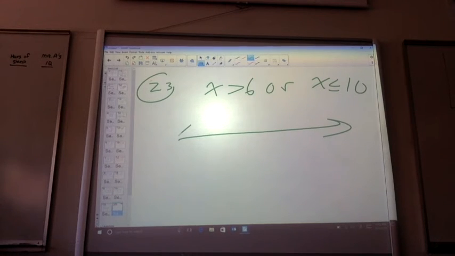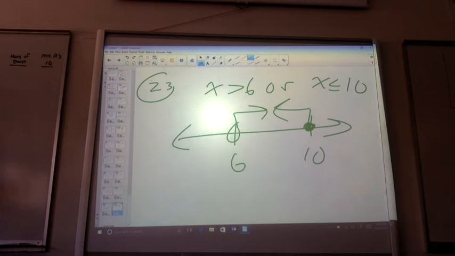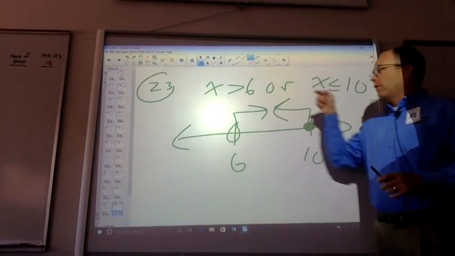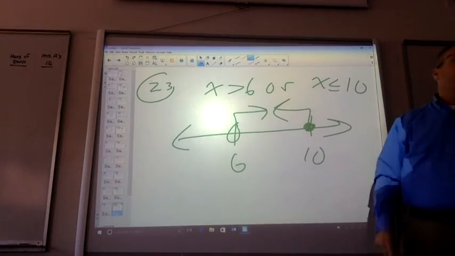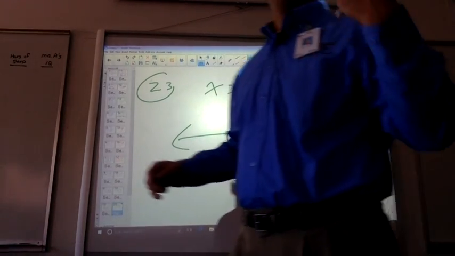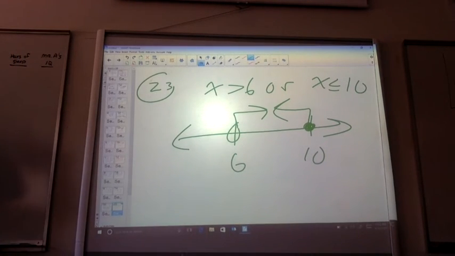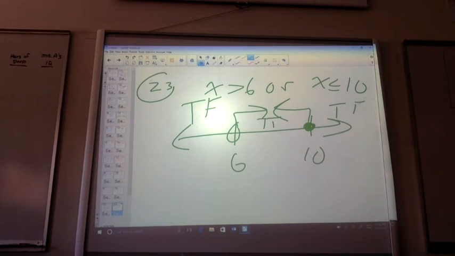Okay, it's an or statement. How many parts of it have to be true? At least one. Let me ask you this. What kind of graph is this? What does it look like? It looks like an and. So I'm going from 6 forever that way. I'm going from 10 forever that way. It's an or problem, so I'm looking for how many true parts to it. One. So down here would give me true, false. In the middle would give me true, true. Over here would give me true, false.